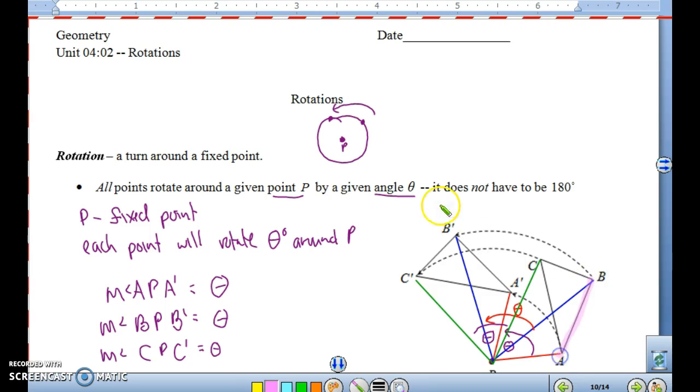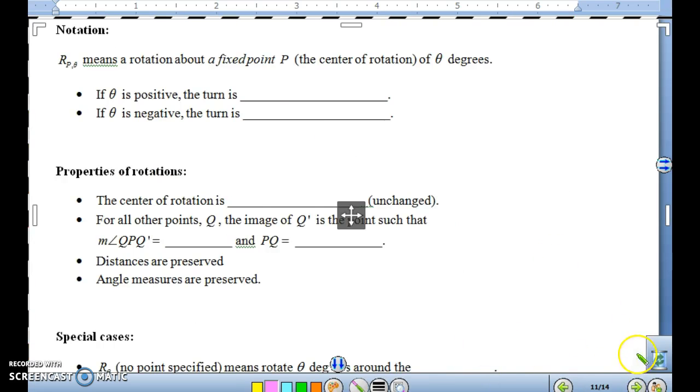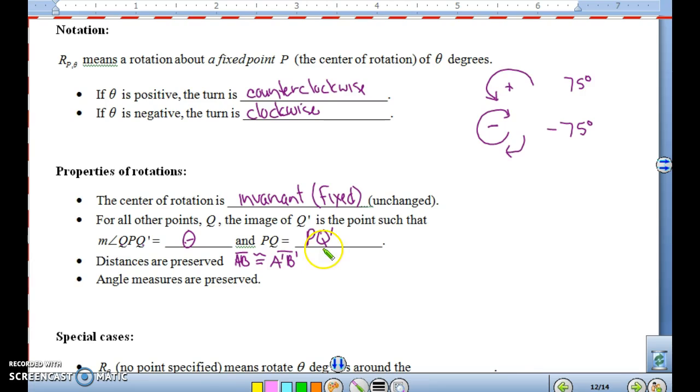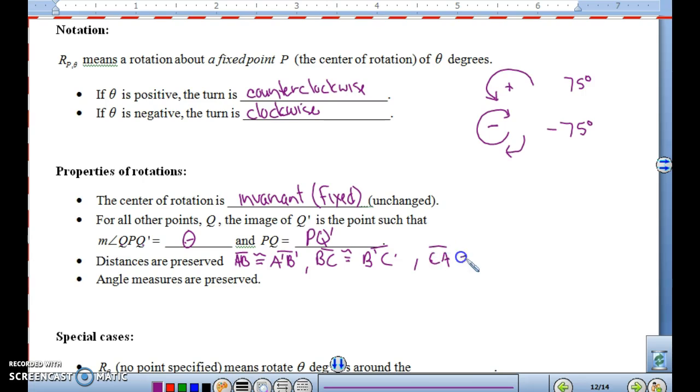There's AB, and here's A prime, B prime. Notice they are exactly the same length. They didn't change length at all. All of the sides will stay the same. So AB will equal A prime B prime. BC will be congruent to B prime C prime. And CA will be congruent to C prime A prime.